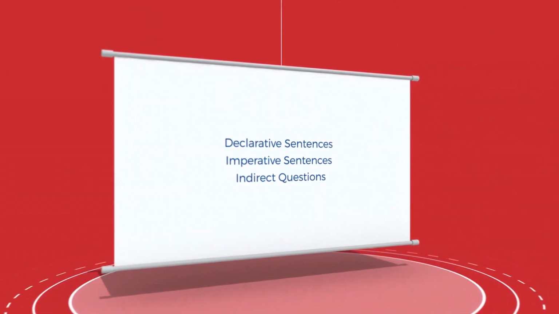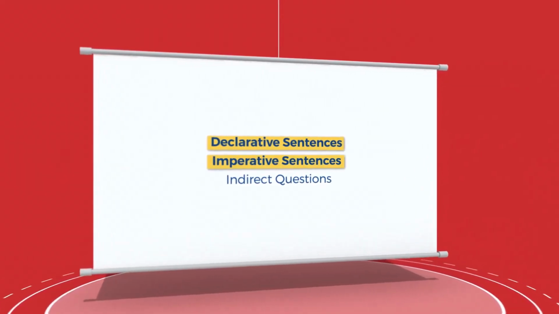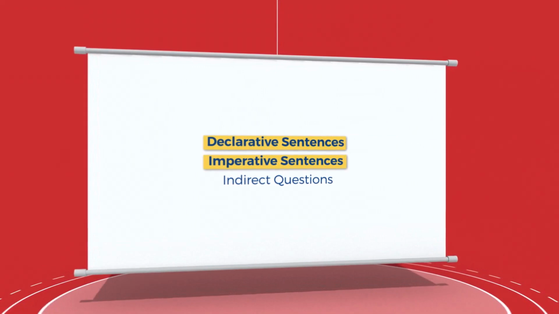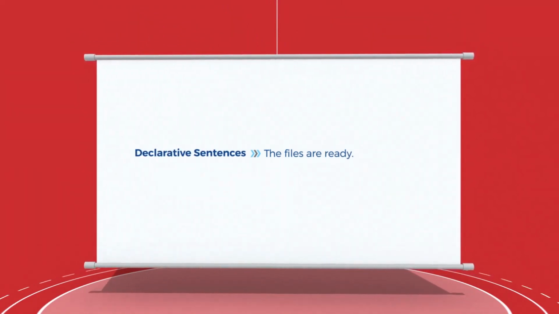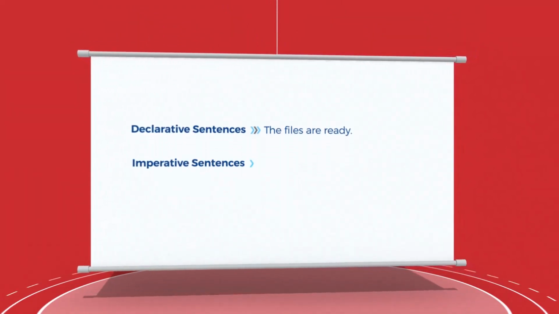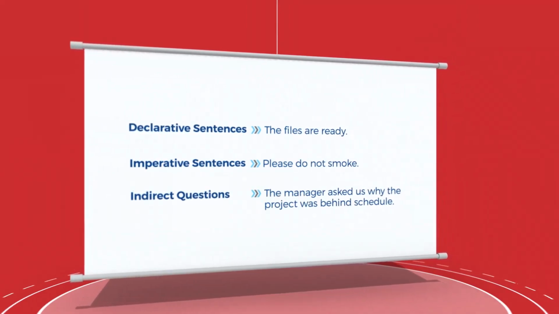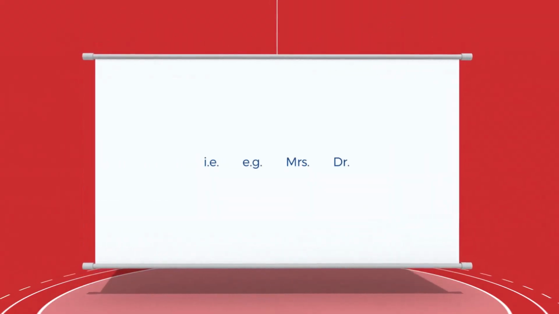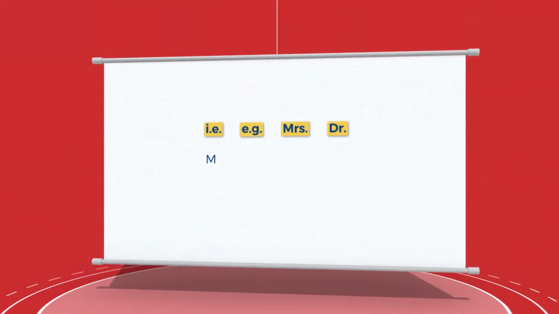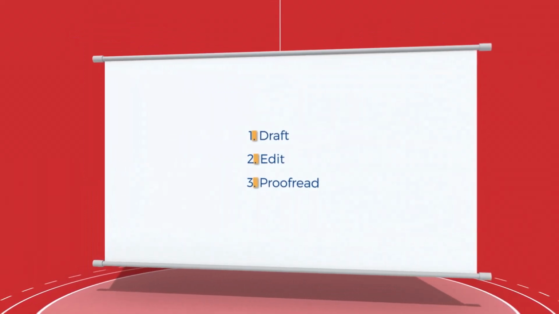A period is used at the end of many types of sentences, including declarative sentences and most imperative sentences. It's also used with indirect questions. In declarative sentences, you state an idea and give information to the reader. An imperative sentence gives orders or directions. And in an indirect sentence, you imply a question by paraphrasing what someone has asked. The period also has several other functions. For instance, it's used in abbreviations, in internet addresses, as well as after numbers in lists or outlines.